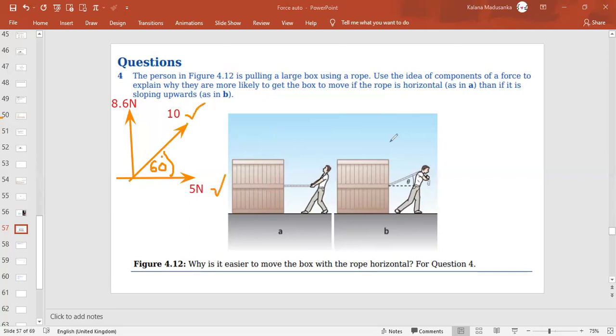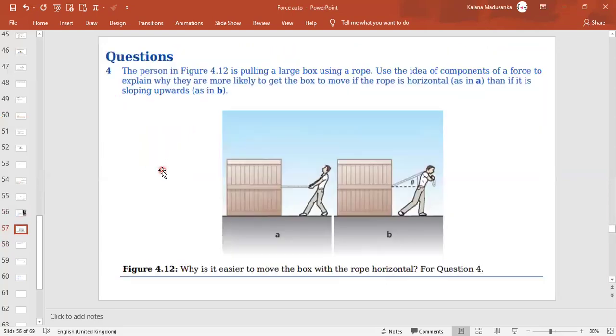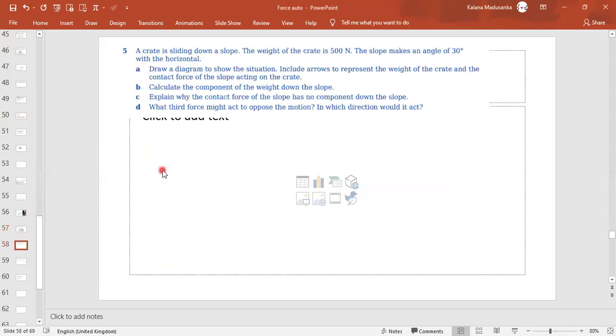So that is why, that is the answer actually, right? That's the answer. You can try to do this question. Okay.